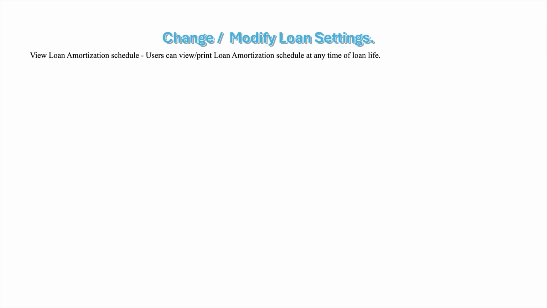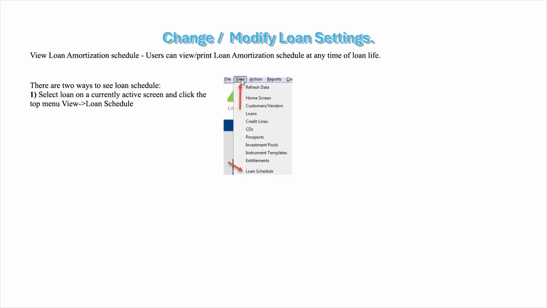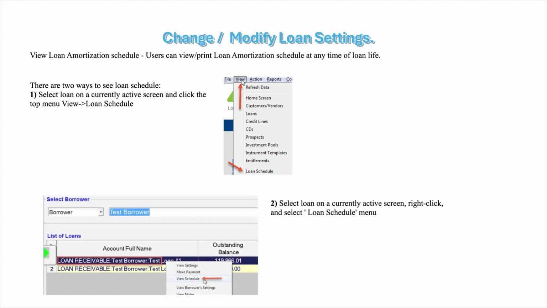View Loan Amortization Schedule. Users can view and print the loan amortization schedule at any time of the loan life. There are two ways to see the loan schedule. One, select the loan on a currently active screen and click the top menu, View Loan Schedule. Two, select the loan on a currently active screen, right-click, and select the Loan Schedule menu.